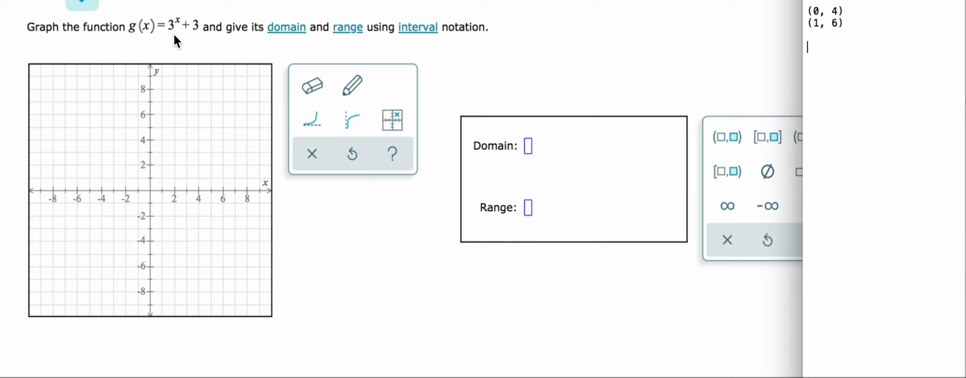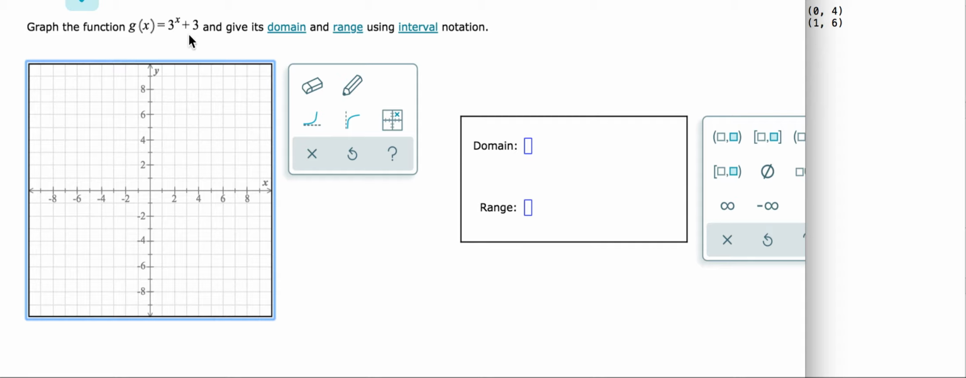Zero, 4, 1, 6. That's all looking good. Okay, so the lowest possible value for this graph on the y-axis is going to be 3. And the reason is because if you plug in x equals negative infinity, you can make 3 to the negative infinity power get really close to 0.